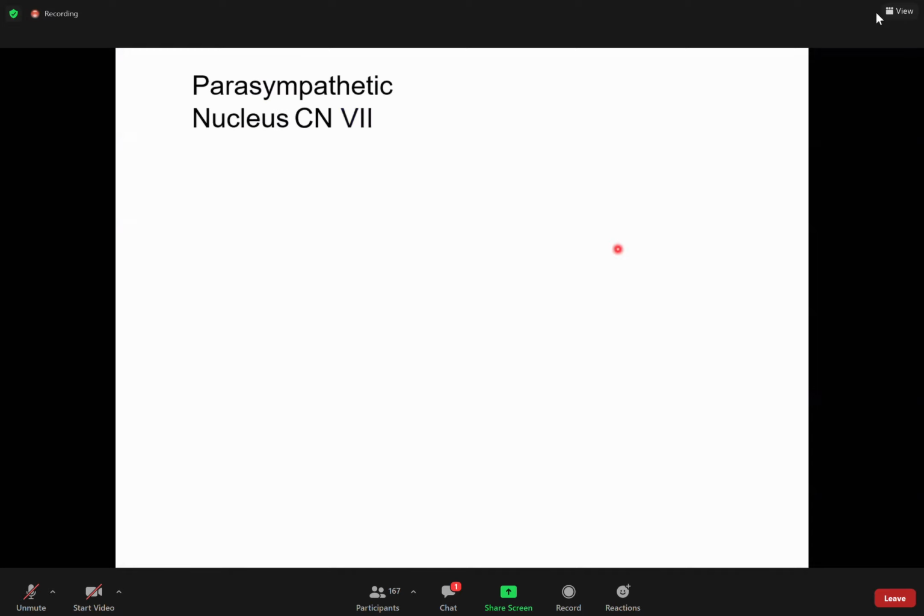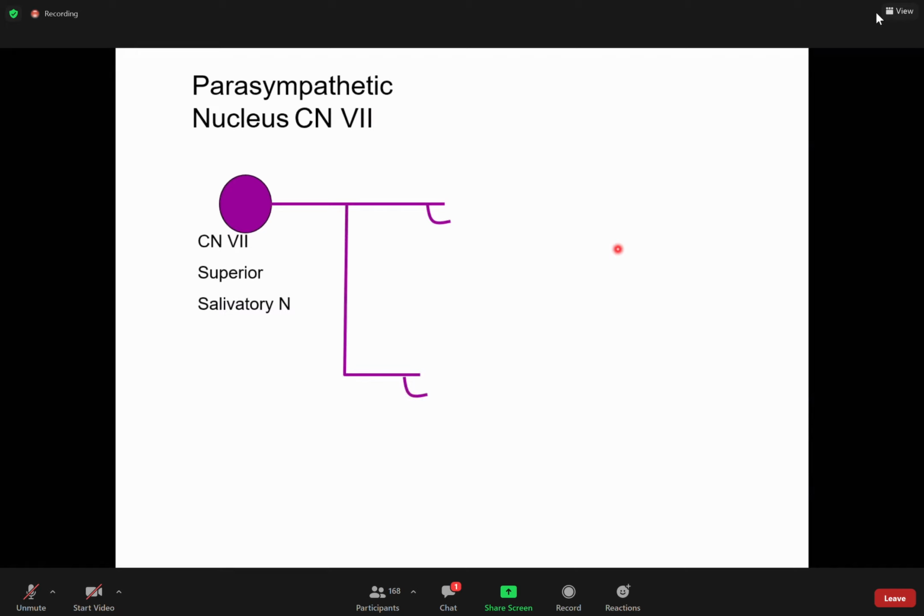The other parasympathetic nucleus which you see is the nucleus of the seventh cranial nerve, and it is called the superior salivatory nucleus. It is present at the level of the lower pons. From here, the preganglionic fibers will pass into branches of the facial nerve. The greater petrosal nerve is one of the branches of the facial nerve. The other is the chorda tympani, which is also a branch of the facial nerve.